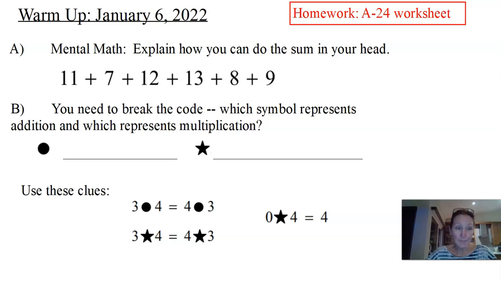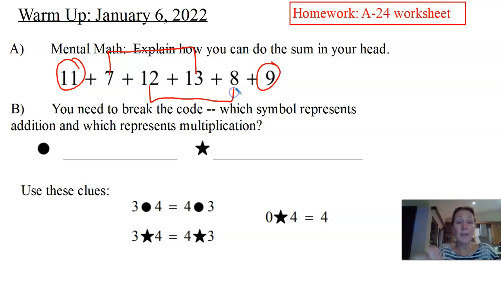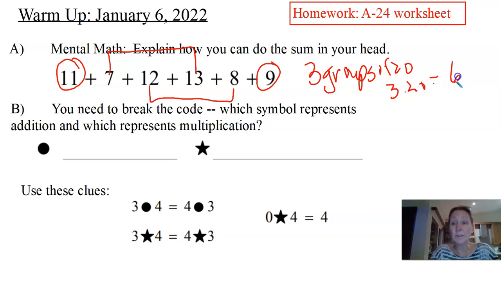And so what I notice is the 11 and the 9 make a group of 20, right? So that's one group of 20. And then the 7 and the 13 make another group of 20. And the 12 and the 8 make a group of 20. So what I'm basically noticing is that there's 3 groups of 20, which is 3 times 20 equals 60. So part of the idea for today's lesson is it's okay to change the groups of numbers as long as they're all being added or multiplied.